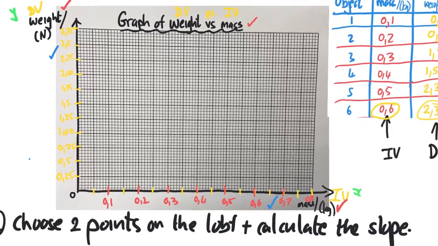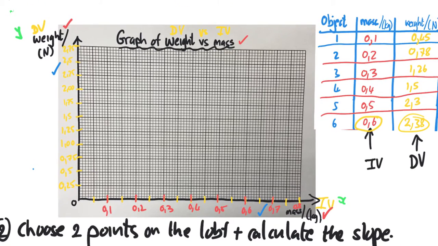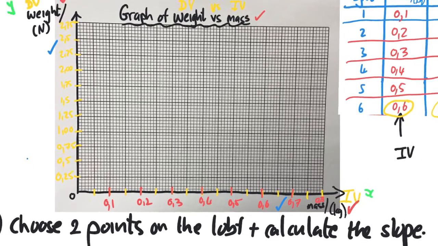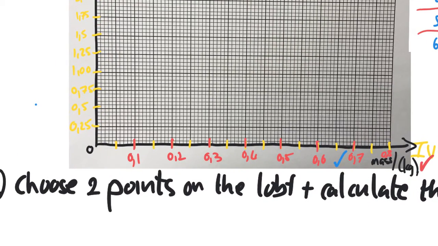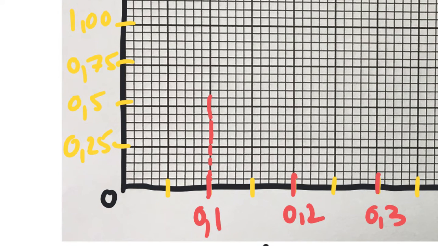Starting with the object with mass 0.1 and weight 0.45. Okay, so it's 0.1 and 0.45. On the axis, each of these is 0.05, so it's 0.3, 0.35, 0.4, 0.45. So we're going to go there, and we're going to draw a nice point like that. And with this point, we use a dot at the cross section.